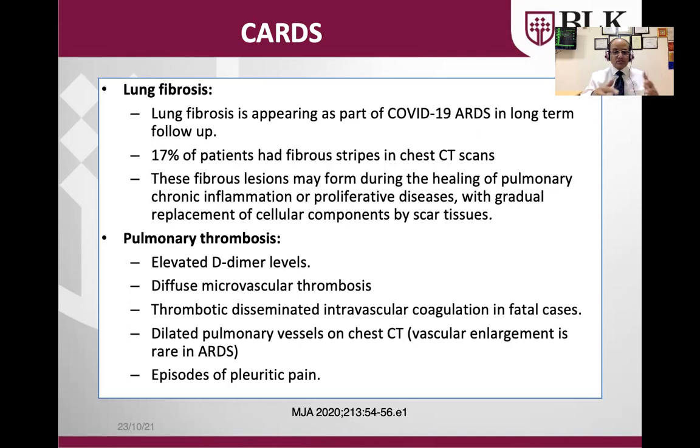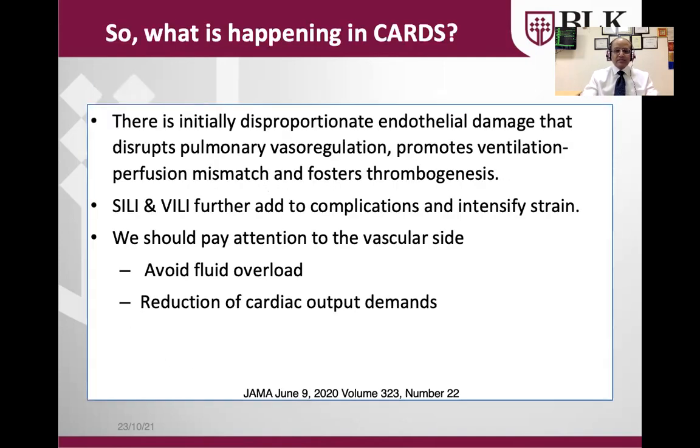So pulmonary thrombosis is identified by elevated D-dimer levels, diffuse microvascular thrombosis, thrombotic DIC, dilated pulmonary vessels on CT, and pleuritic pain. So what is happening here? There is disproportionate endothelial damage that disrupts pulmonary vasoregulation, promotes ventilation perfusion mismatch, and fosters thrombogenesis. And VILI and SILI will both further add to the complications and will intensify the strain here. So that means we should pay more attention to the vascular side, avoid fluid overload.